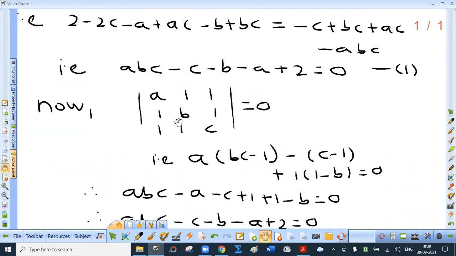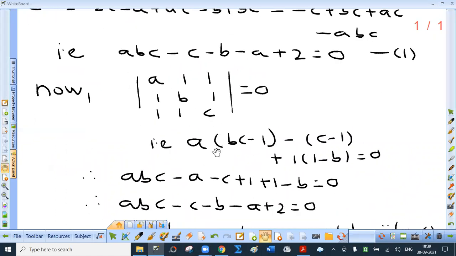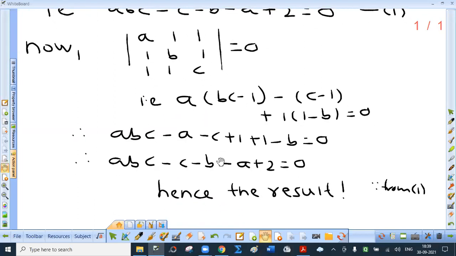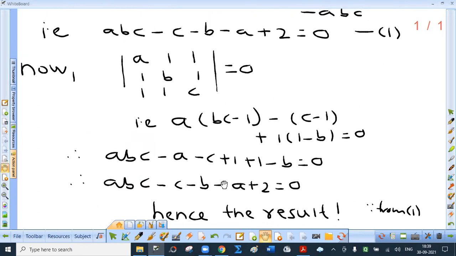Now this determinant, how to expand? You know the method. Yes, we get the same. In the exam, it is better to begin with the determinant. The determinant is 0, that is, we get this. This is number 1. Then we have to say 'that is to prove', and then you have to say which is true from this. Right. I'll wait.